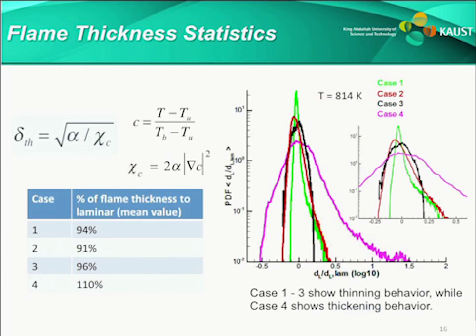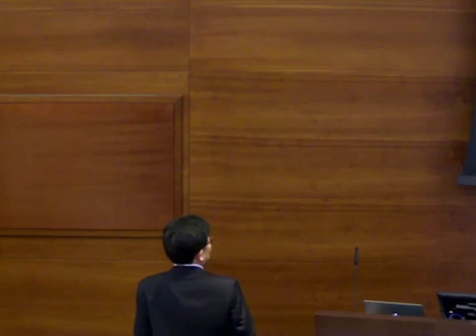So we can do a lot of these nice flame thickness statistics, which we are still currently working on. This is work in progress. For example, you can roughly say that 1 to 4 is in the direction of the stronger turbulence. So the first 3 cases showed that the flame thickness based on the progress variable gradient is getting a little bit thinner, interestingly, but the other, broadened case actually shows a thickening behavior.